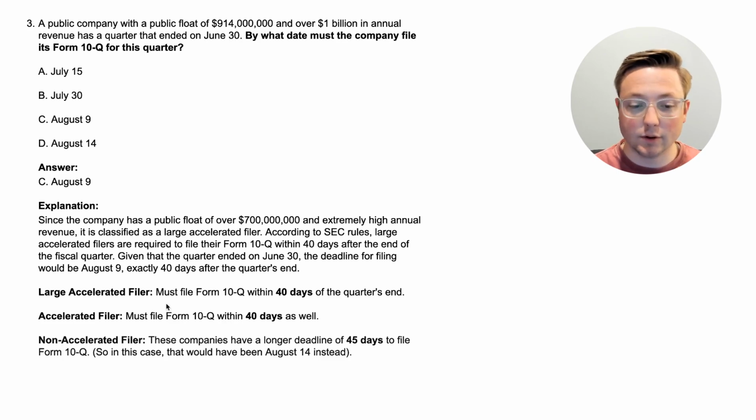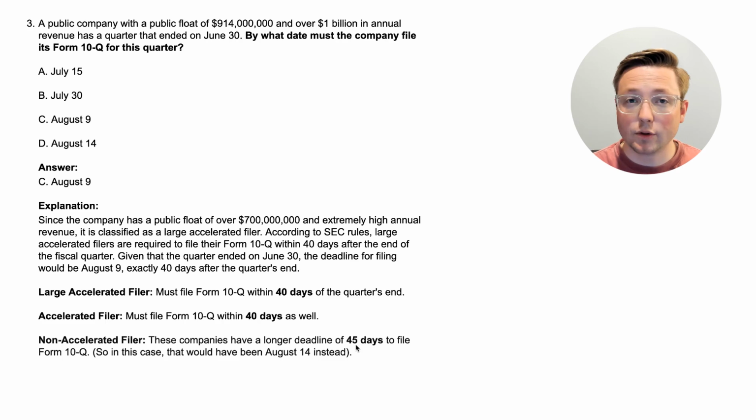But we had to understand what these filers even were or what that meant, which is why we had question 2. But now that we know how to figure out if it's a large accelerated filer or an accelerated filer or a non-accelerated filer, now we're talking about the reporting requirements for these. And it turns out any accelerated filer has to file a 10Q within 40 days. And then if they're not an accelerated filer, they have to file it within 45 days after the end of the quarter. So that's something pretty easy to remember.